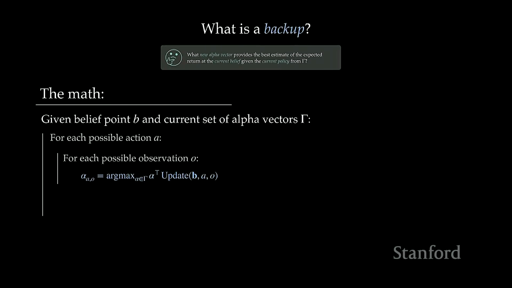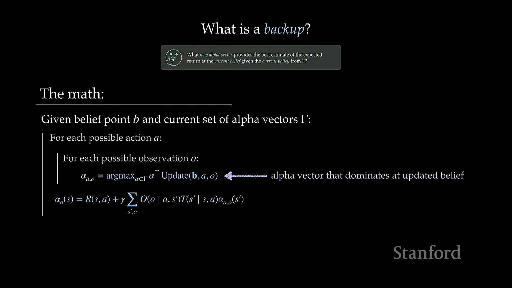given the methods that you learned in I think it was chapter 19, how to update the belief given an action and an observation that we got. And then we just want to figure out which alpha vector would dominate at that new belief. So for each action observation pair, we're going to store which alpha vector would dominate if that were to be what happened, if we were to take that action and get that observation. Okay, so basically all this is saying is, for each action observation pair, what alpha vector would dominate at our updated belief.